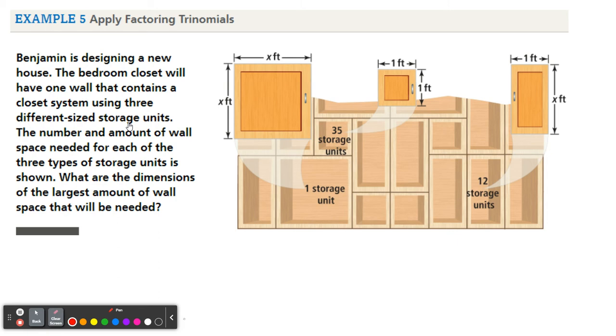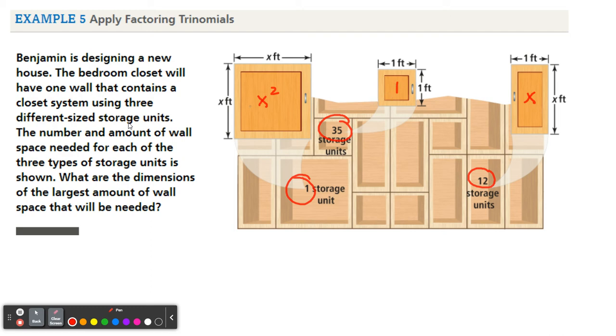Okay, so notice here that we need 13 of these small storage units, 1 of these big storage units, and 12 of these medium small. This x by x has an area of x squared. This 1 by 1 has an area of 1, and this 1 by x has an area of x. This is just the x squared, this is the bx, and this is the c terms. That's all we're doing here.